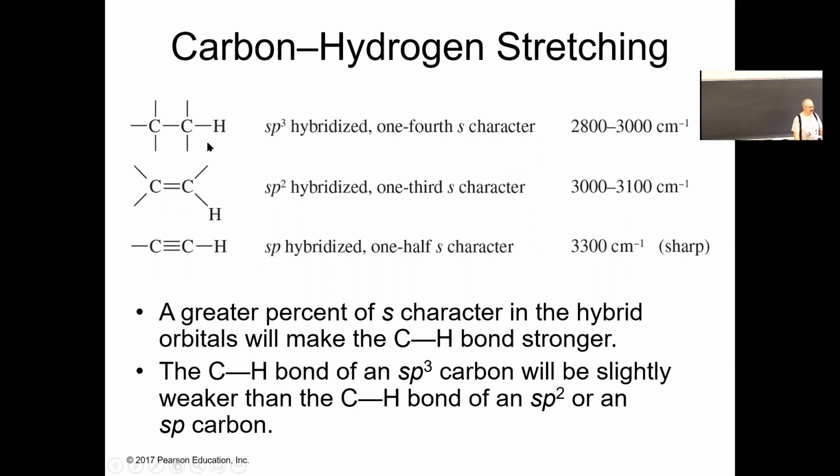Different CH bonds will absorb at different frequencies depending on the hybridization of the carbon to which they are attached. A greater percent s character in the hybrid orbitals will make the CH stronger. An sp hybrid carbon will have 50% s character, and it absorbs at 3300 wave numbers. It gives a sharp absorption. An sp2 is 1/3 s character, so it has less s character. It absorbs just above 3000, whereas a hydrogen on an sp3 carbon will be just below 3000.